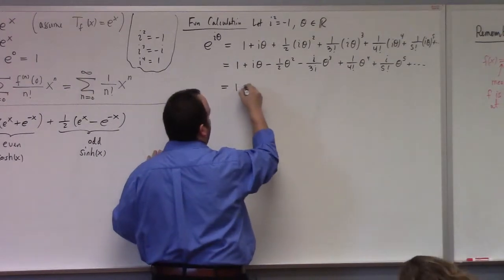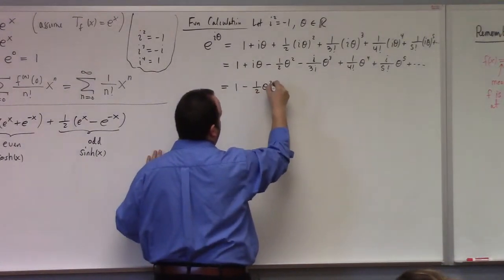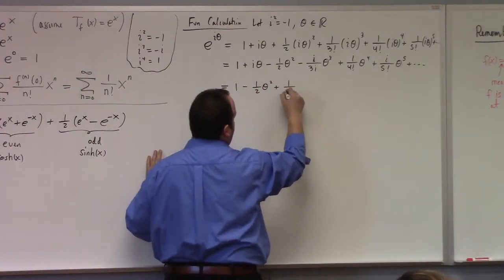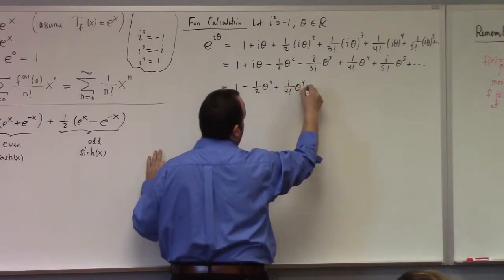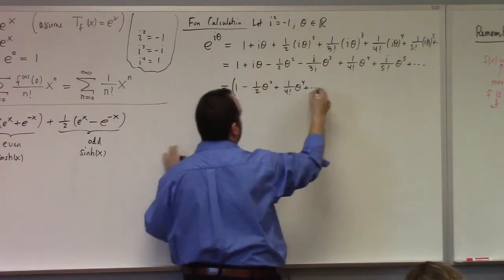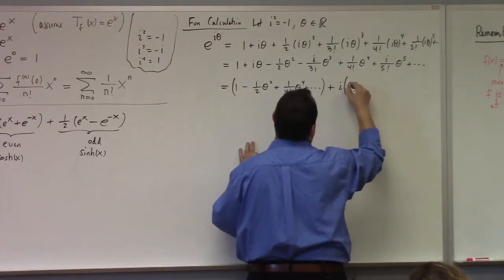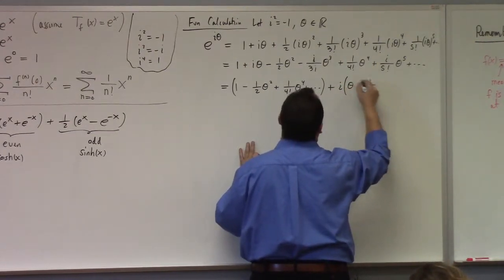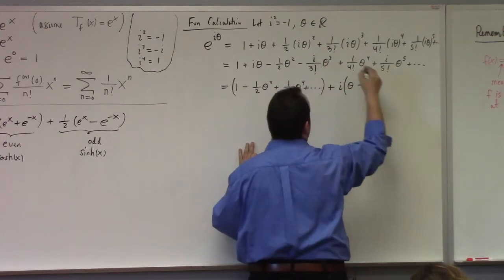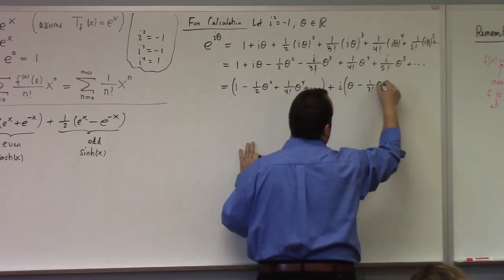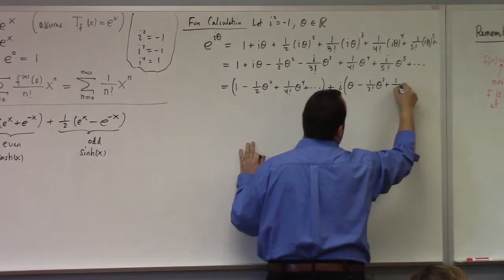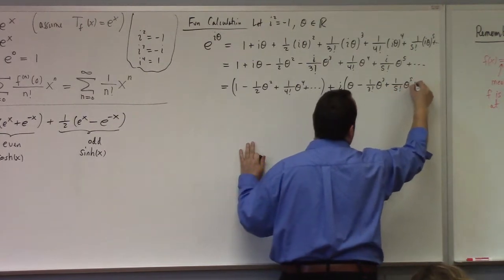What do we have? We've got 1 minus 1/2 theta squared plus 1 over 4 factorial theta to the 4th plus dot, dot, dot. All right. Plus i times theta minus 1 over, that's not an i, it's a factorial, oops, 1 over 3 factorial theta cubed plus 1 over 5 factorial theta to the 5th.